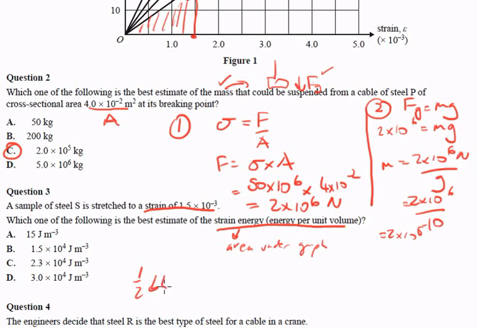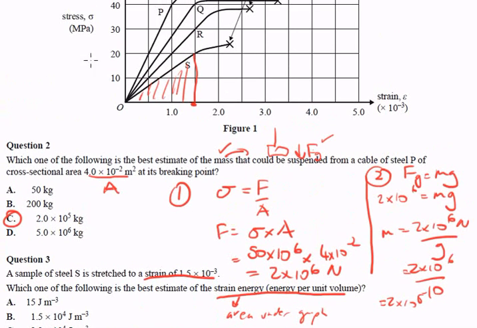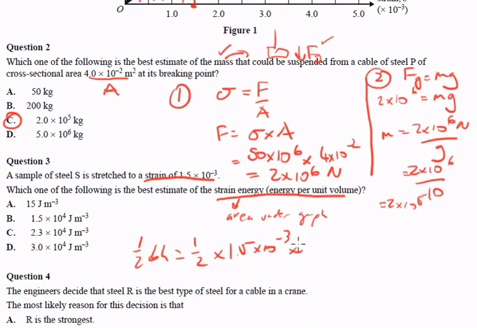Half base height, which equals half times 1.5 by 10 to the minus 3, and my height at that point is 20 megapascals, 20 by 10 to the 6. That gives me 1.5 by 10 to the 4, which is this answer.